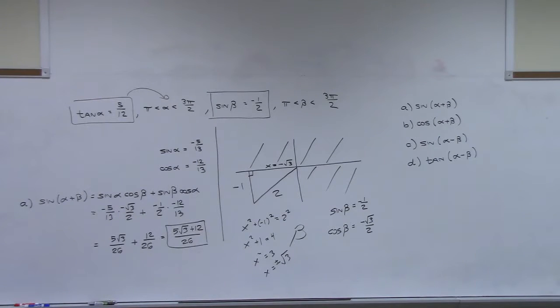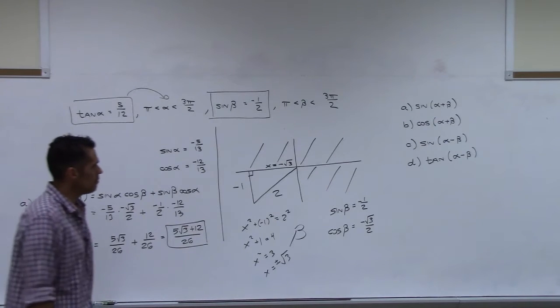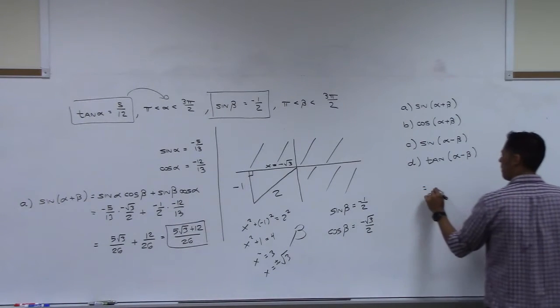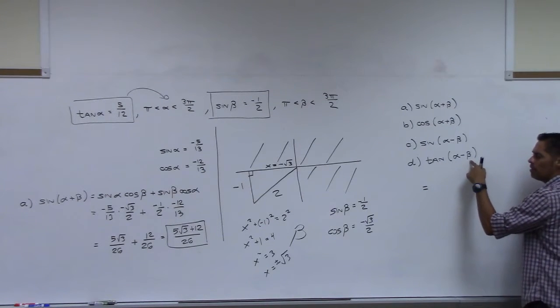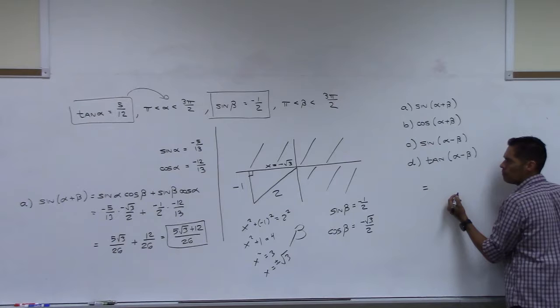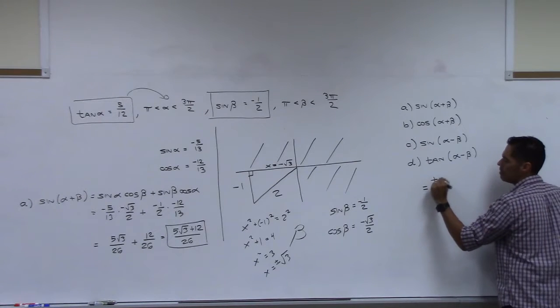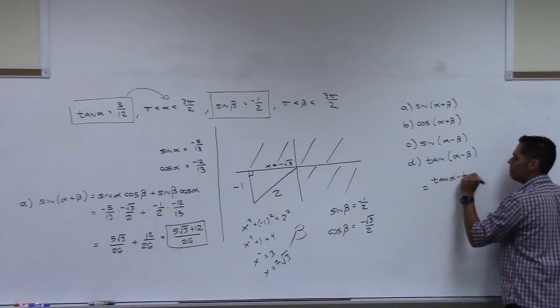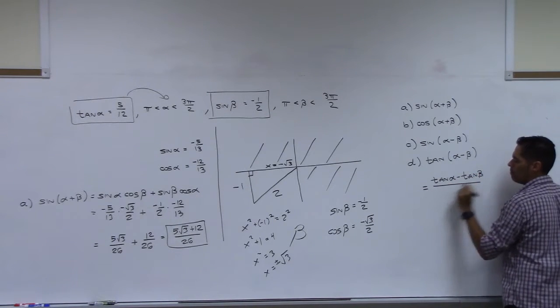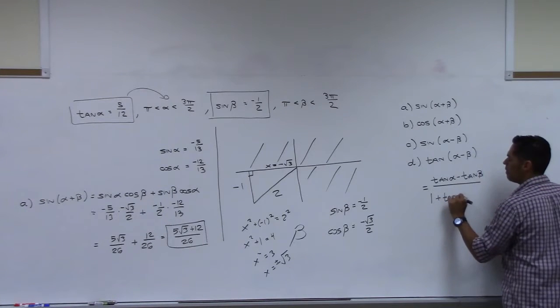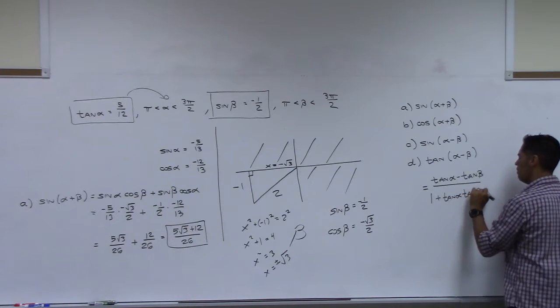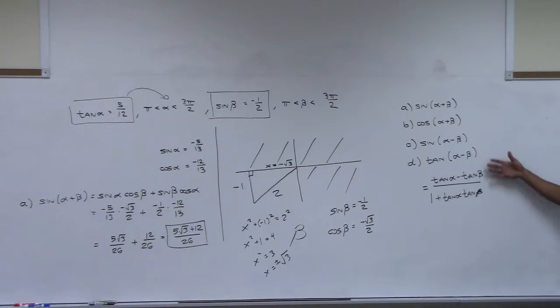Do you think you could handle the rest? I mean, just plug in the formulas? What about the tangent of alpha minus beta? What formula would you use for that one? I mean, there is a formula on your formula sheet, right? It's tangent of alpha minus tangent of beta, over 1 plus tangent of alpha times tangent of beta. All right, so we could use that formula for this one.